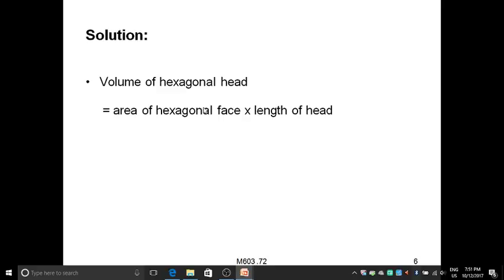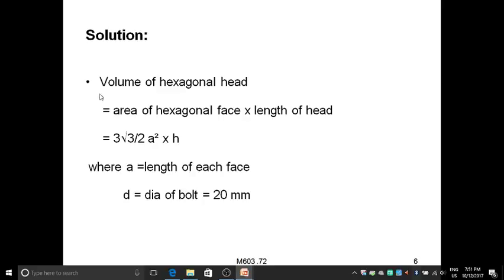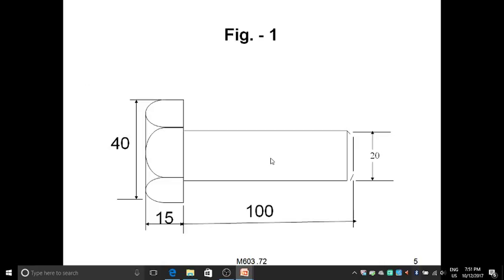So the volume of the hexagonal headed bolt. So this is exactly the formula. The area of the hexagon is 3 square root 3 by 2 a square, where a is the side of the hexagon, the side of each face. Now the diameter of the bolt is 20 mm. Length of the head is 50. Diameter of the projection is 20 mm. Length is 120. It is just a cylinder.